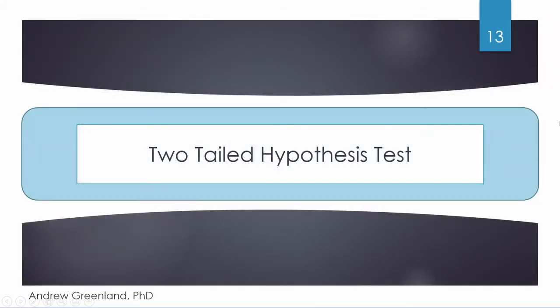So what we're going to do now is transition this intuition on how this hypothesis test works to an example of what we're going to call a 2-tailed hypothesis test involving data.